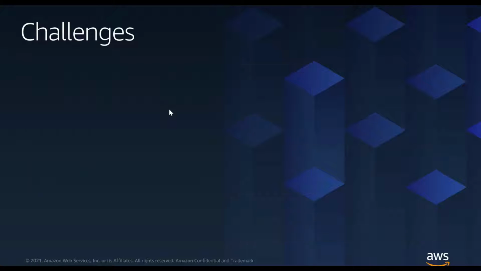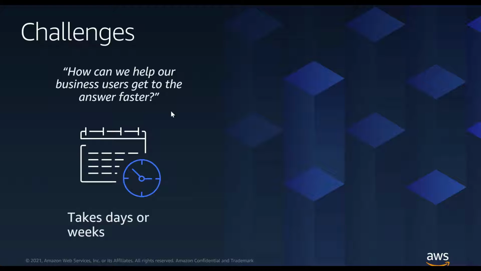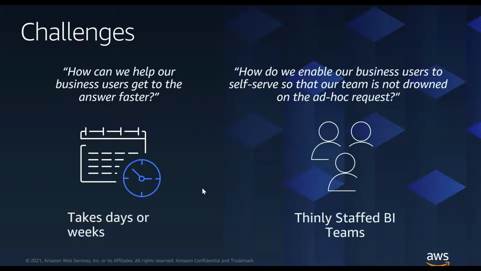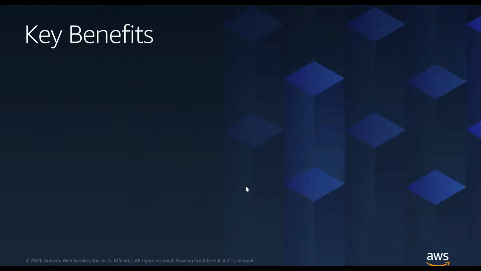So the two common themes we're hearing from our customers: how can we help our business users get to the answers faster? And secondly, how do we enable them to self-serve so that the BI team is not drowned in the day-to-day ad hoc requests and they can work on building more strategic insights, and your business users are able to get the answers faster and instantly. So this is where Q comes in.